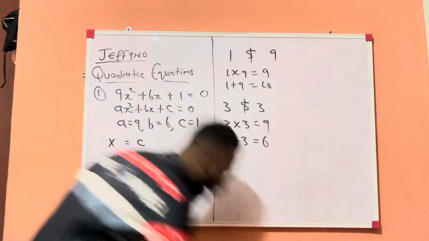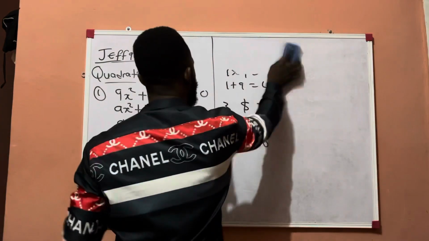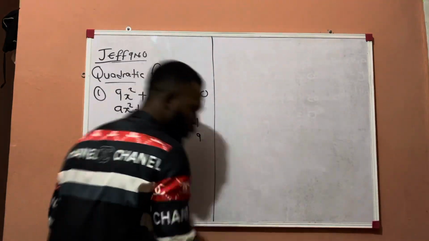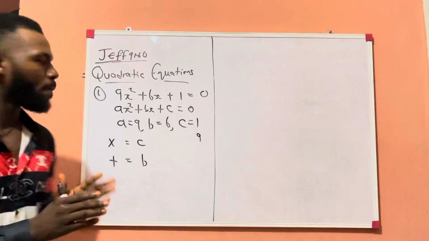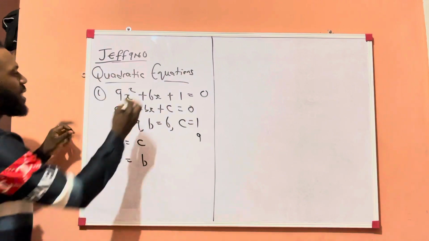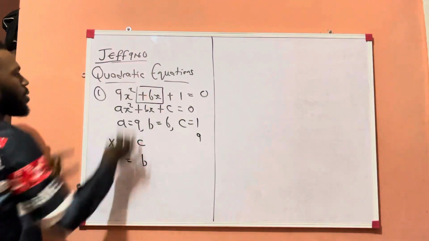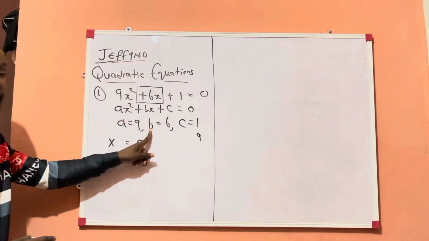Okay, let us proceed with the maths. Now remember, the two values we are using is 3 and 3. Now, what do we use these two values for? You use and replace the middle number. You use and replace your b.